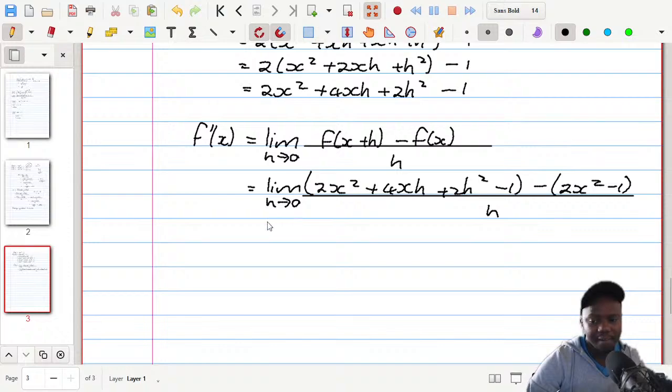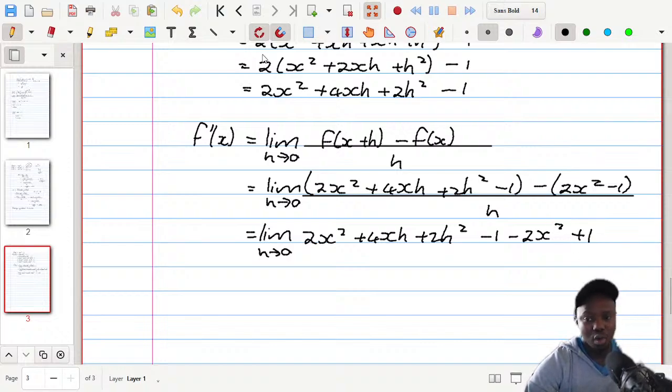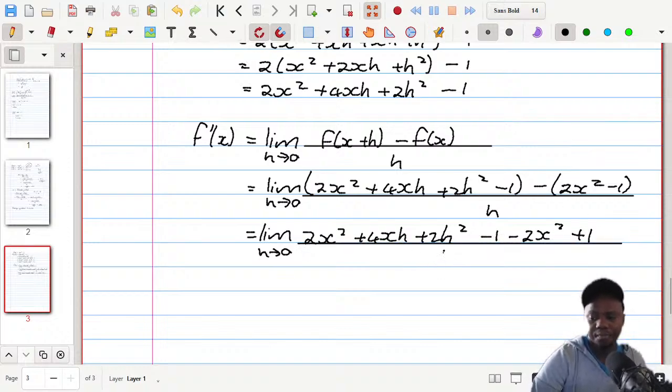Now we simplify. This is going to give you the limit as h approaches 0 of 2x squared plus 4xh plus 2h squared minus 1. Now when we multiply in the negative sign, we're going to get minus 2x squared plus 1. If you did not put the brackets, you are going to have a problem right here. All of this divided by h.